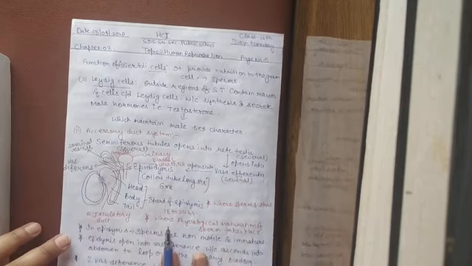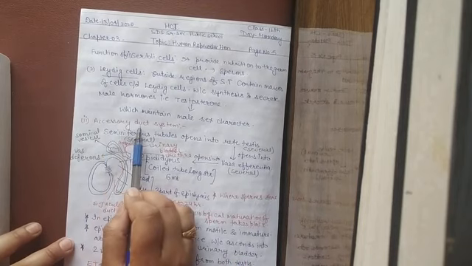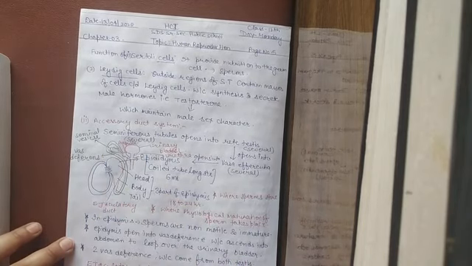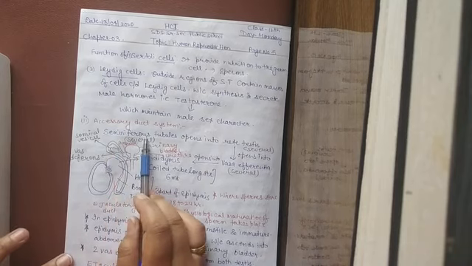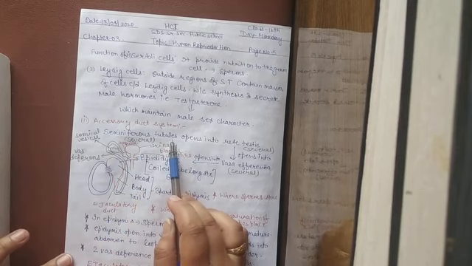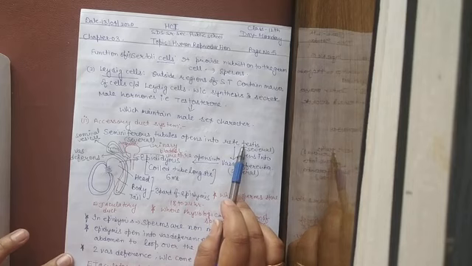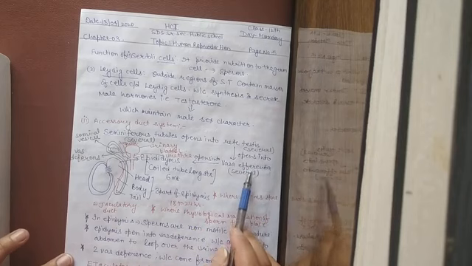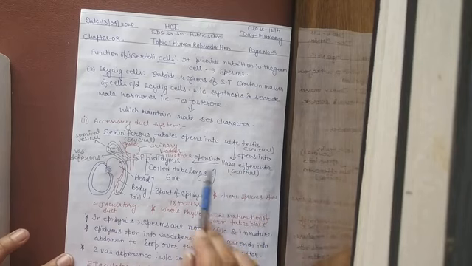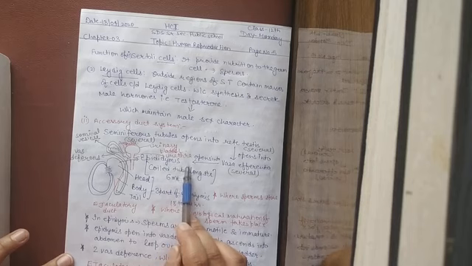Now we can discuss the accessory duct system, in which we discuss the seminiferous tubules, rete testis, vasa efferentia, and epididymis. First of all, the seminiferous tubules, they number up to 900 and open into the rete testis. Several rete testis open into vasa efferentia. So many vasa efferentia open into the epididymis.